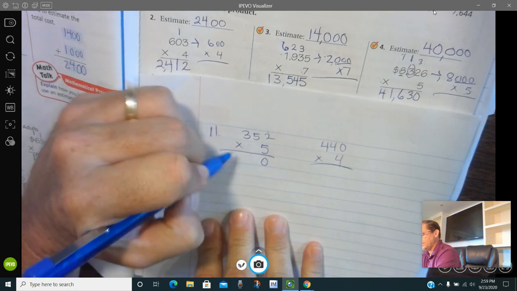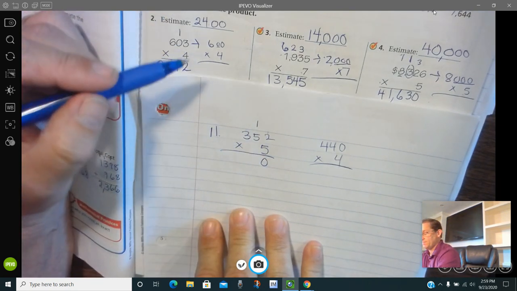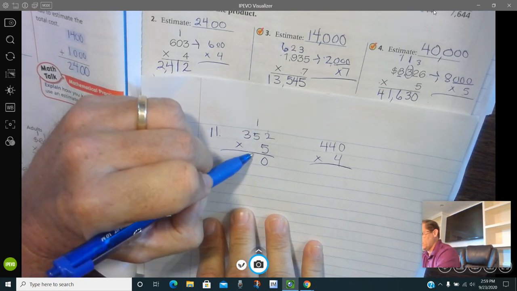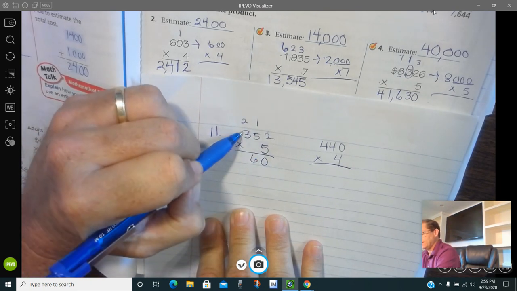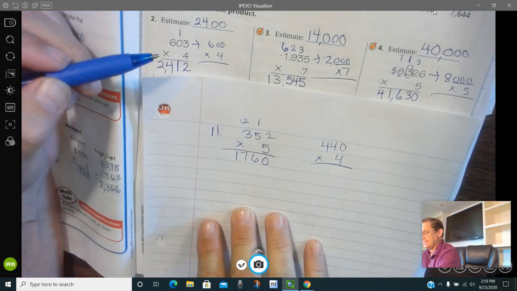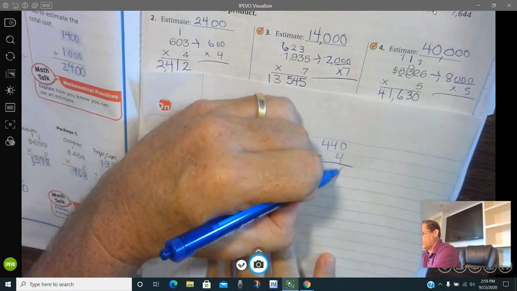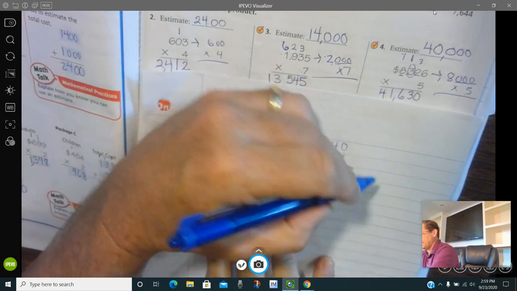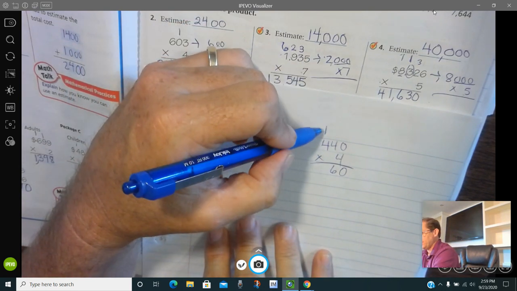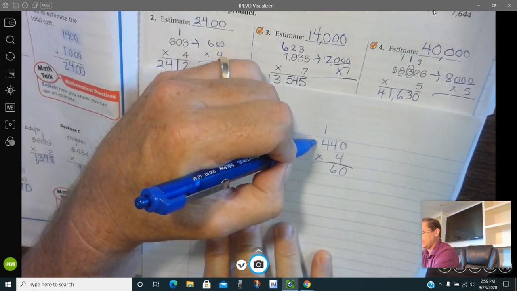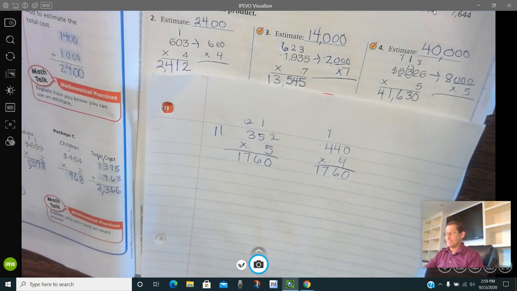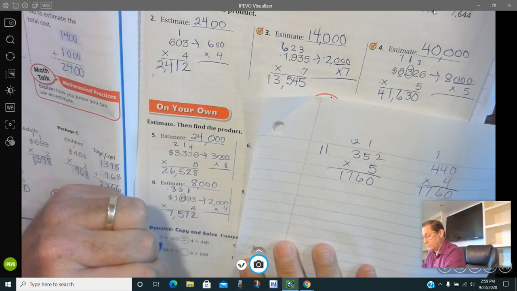5 sets of 2 ones is 10 ones. Regroup the 10 ones as a 10. 5 times 5 tens is 25 plus 1 more is 26. 5 sets of 300s is 15 plus the 2 regrouped, 1,760. 4 times 0 is 0 ones. 4 sets of 4 tens is 16. Trade 10 of those tens as 100. 4 times 4 is 16 hundreds again, plus 1 more is 17. So 1,760 compared to 1,760. That's equal.